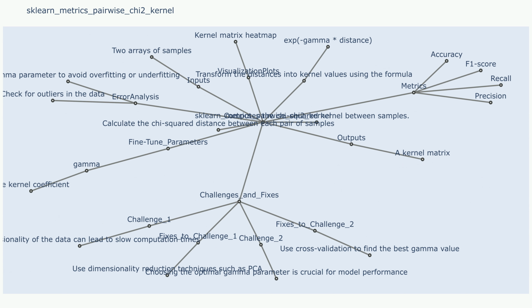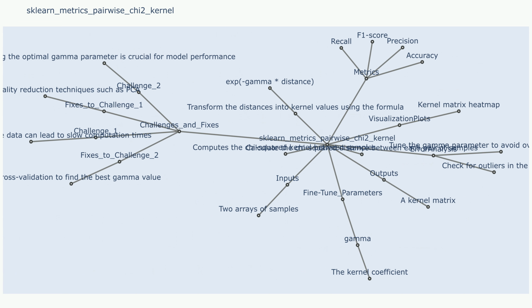Outputs: kernel, a 2D array of shape (n_samples_X, n_samples_Y) if Y is provided, or (n_samples_X, n_samples_X) if Y is not provided. The values in this array represent the pairwise chi-squared kernel values between the samples in X and Y, or X itself if Y is not provided.